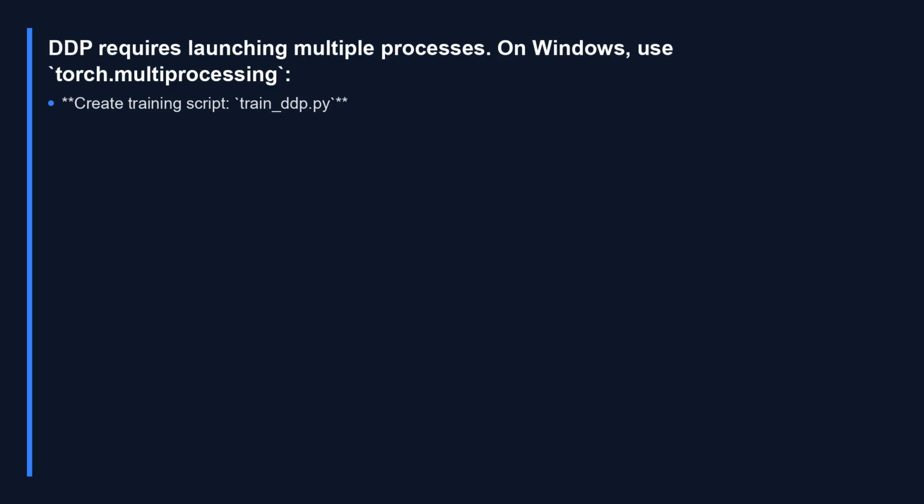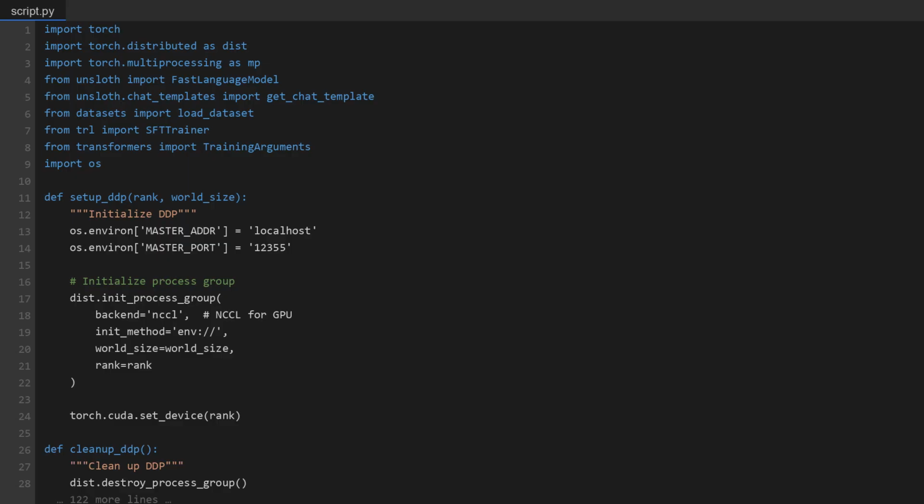Method 2: Distributed data parallel, maximum speed. DDP requires launching multiple processes, one per GPU, rather than running a single Python script. On Windows, the cleanest way to do this is with torch.multiprocessing. You'll write a dedicated training script called train_ddp.py that handles the multiprocess coordination. The train_ddp.py script has two key functions.